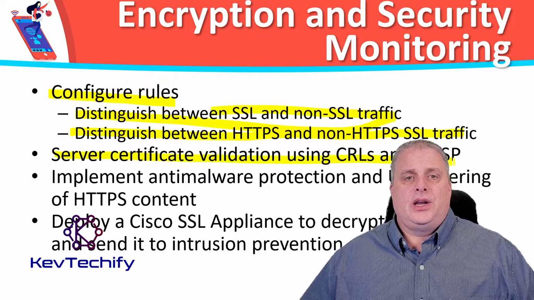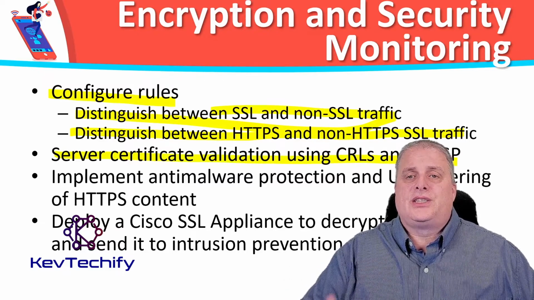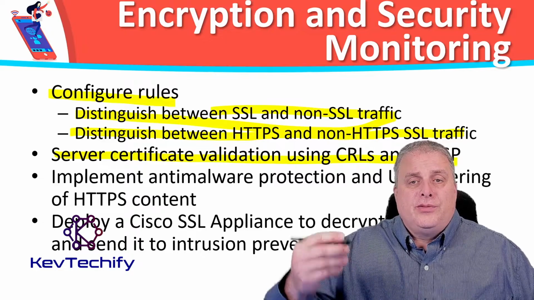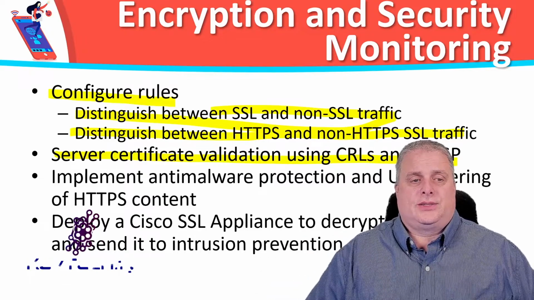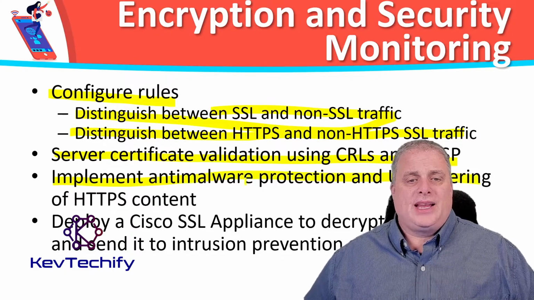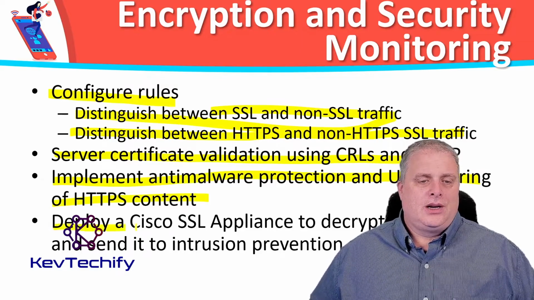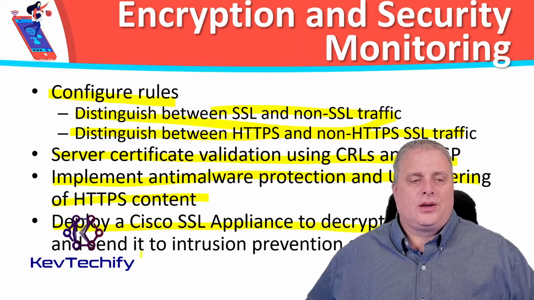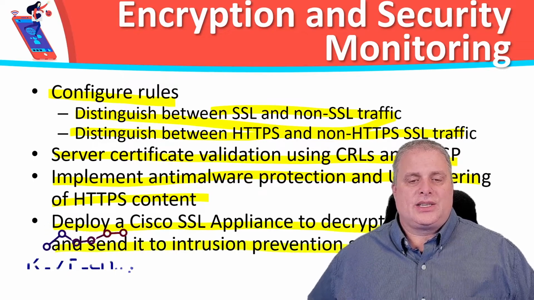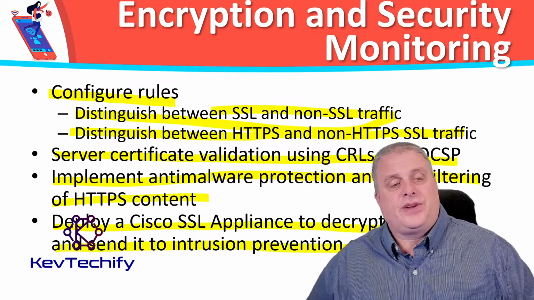Next thing we could do here is enhance security through server certificate validations using our revoked certificate list. The third step here is implement anti-malware protection and URL filtering of HTTPS content. And the last one here is you could deploy a Cisco SSL appliance to decrypt SSL traffic and send it to an intrusion prevention system.